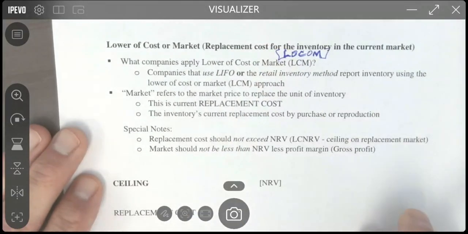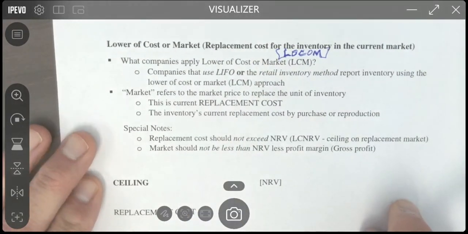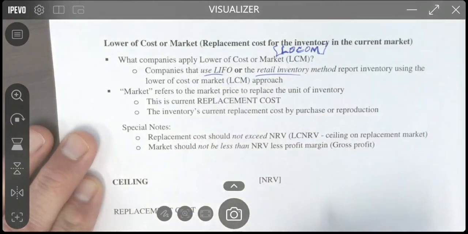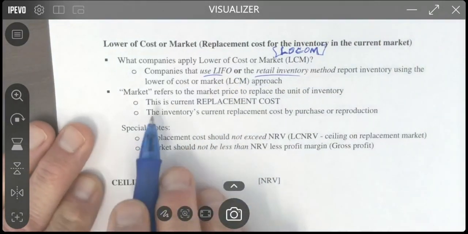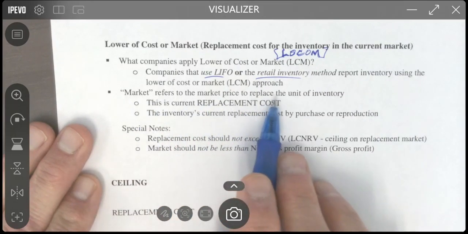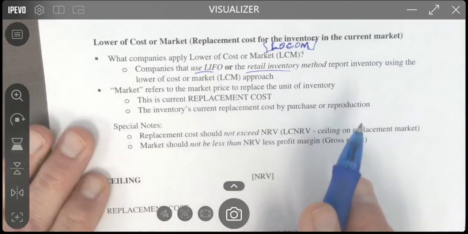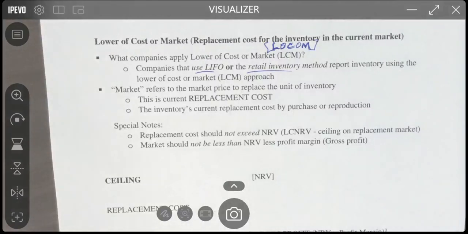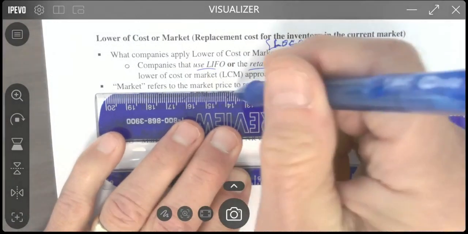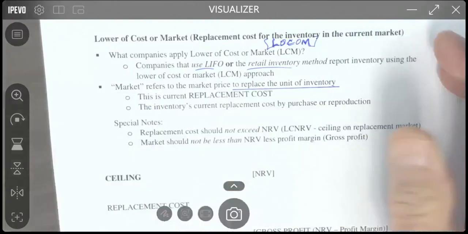Lower of cost or market. Again, who applies lower of cost or market? This is if they use LIFO or the retail inventory method. Market, with quotes, refers to the market price to replace the unit of inventory. Well, that's interesting. To replace the unit of inventory. All right.